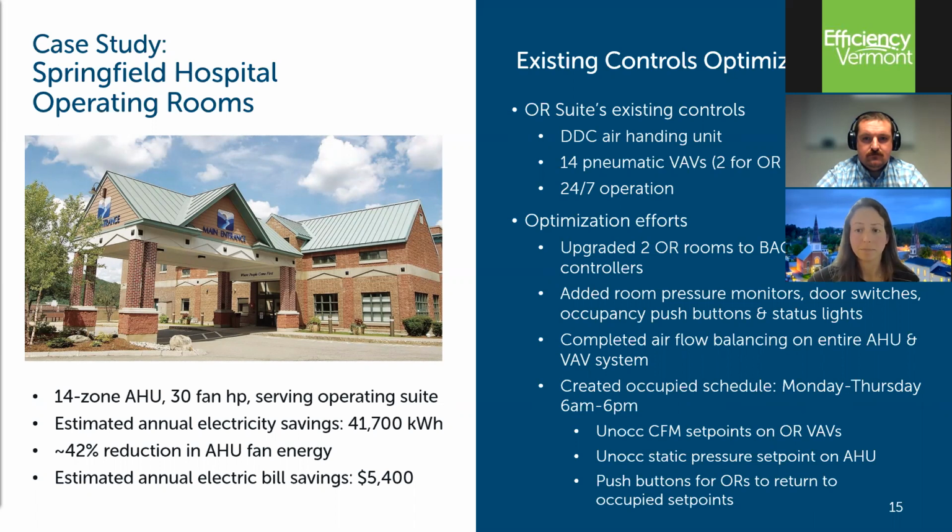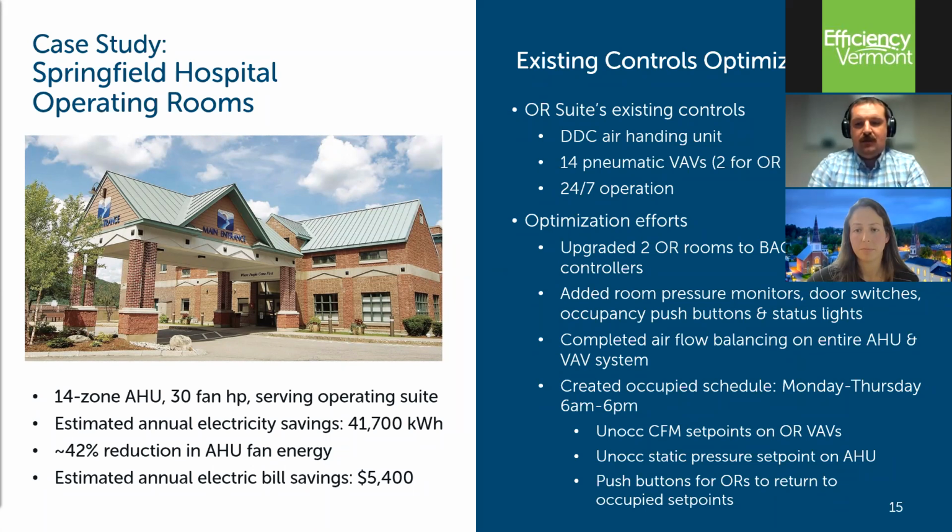When the hospital's engineering firm DuBois & King and their controls contractor, Control Tech, and Efficiency Vermont began working with Springfield Hospital, they were operating their air handling unit to provide 20 air changes per hour to the ORs 24/7. And reducing OR air exchange rates during unoccupied times is one of the most compelling energy savings measures that a hospital could invest in. So the team looked into how to make that happen. And with that, I'll let Nick explain the technical details.